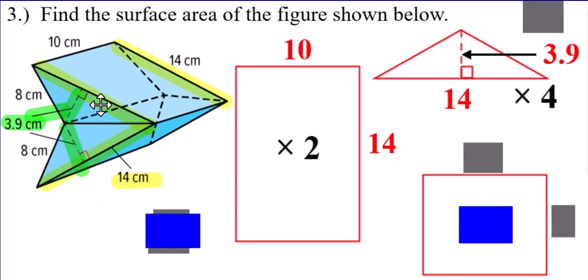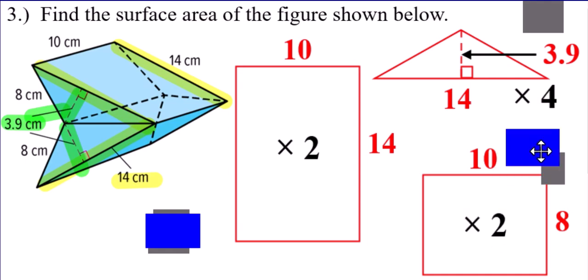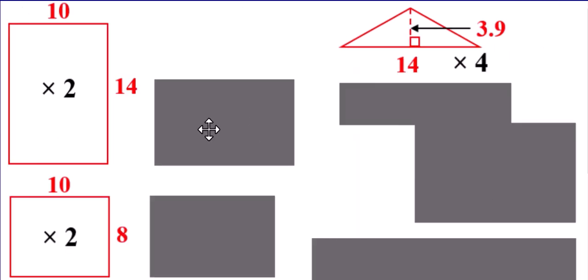For the rectangle in the back here and the back here, they have a width of 8 and a length of 10. And there you go. And there's 2 of them. There's the one that's kind of in the back top and the one in the back bottom. So 10 by 8. We have 2 of them. All right. Let's do the areas here.